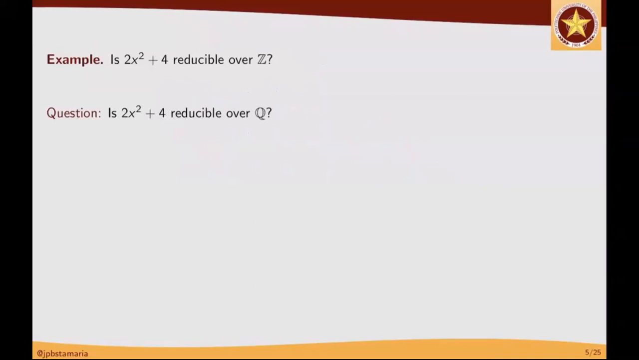Pero, kung ang tanong, is 2x squared plus 4 reducible over Q? Yan, mag-iiba yung sagot, no? Alam mo yung 2x squared plus 4, kahit fa-factor yan into 2 times x squared plus 2, it doesn't mean na siya ay reducible sa Q. Alam niyo bakit? Si 2 na ito is a unit in Q[x]. Diba? Unit kasi si 2. Ang 1/2 kasi ay rational number.